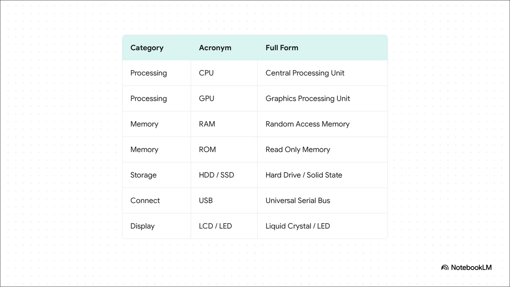Then you have your HDD or SSD, which is your filing cabinet for long-term storage, with SSDs being the much faster modern upgrade, by the way. And finally, we connect the whole shebang together using a USB and view it all on an LCD or LED display. Grouping it all together like this makes those tech specs way less daunting, right?